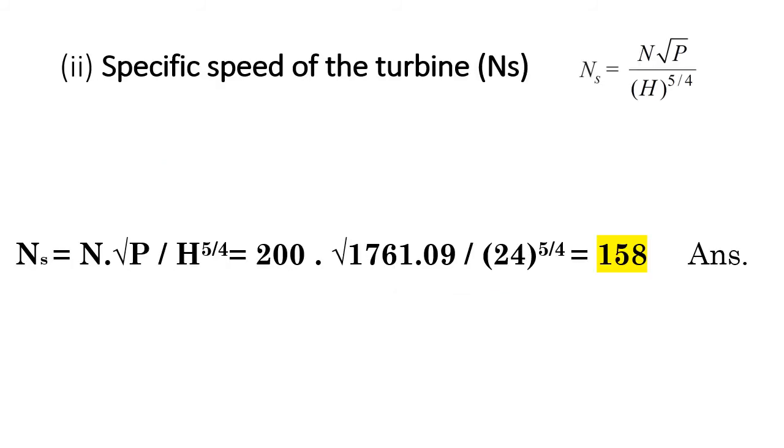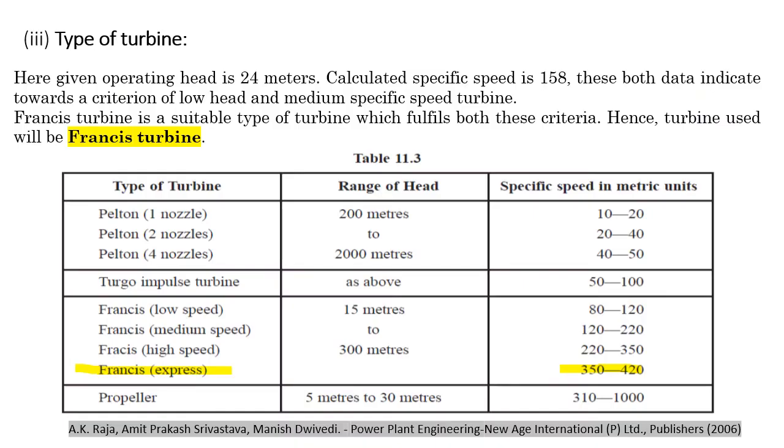Second, we need to calculate the specific speed of the turbine, that is Ns equal to N under root P divided by H to the power 5 by 4. In this formula, P we just now calculated, that is shaft power. So by putting all the values here, N is equal to 200, P is 1761.09, and H is the head, 24. So our final answer is 158. This is a unitless value.